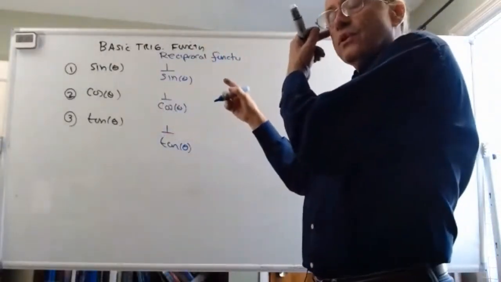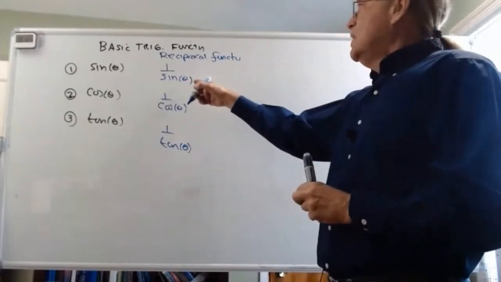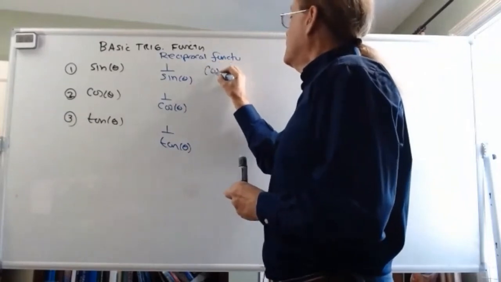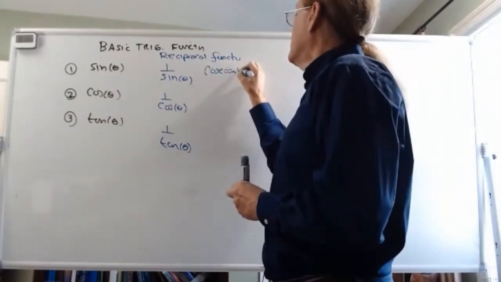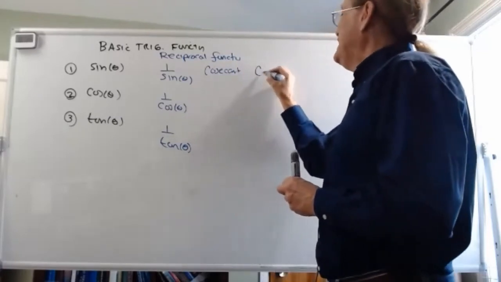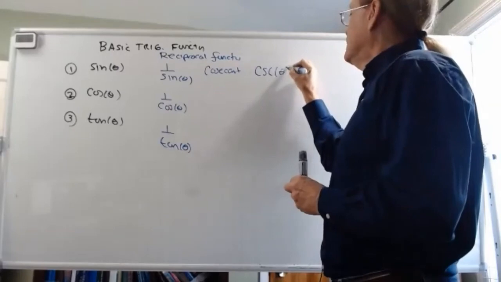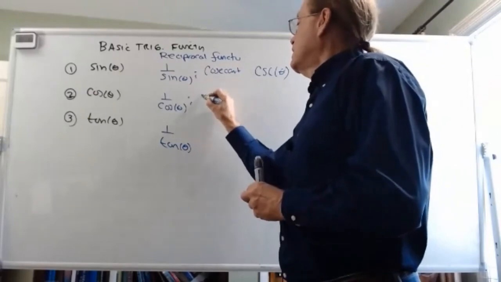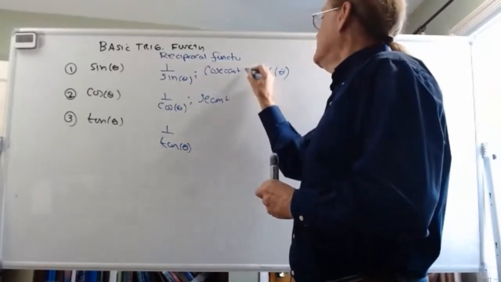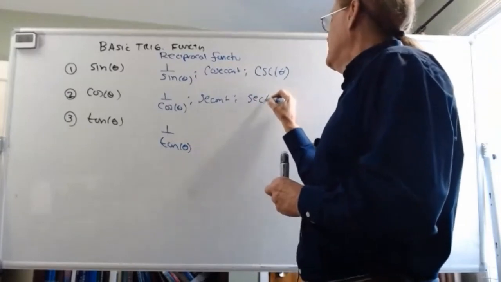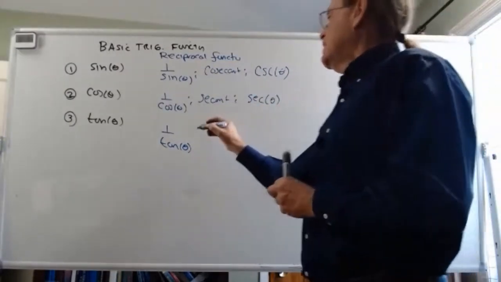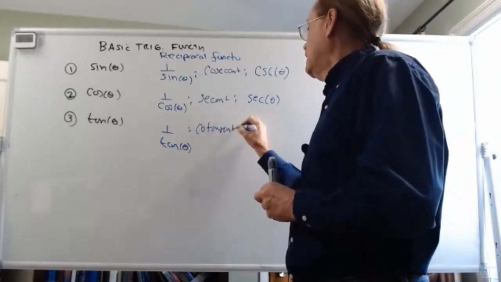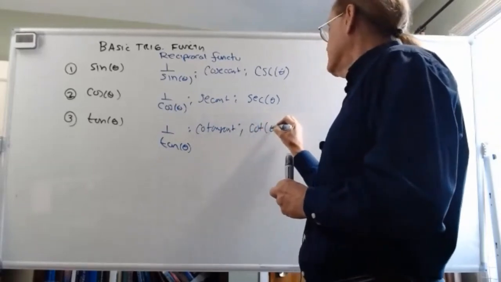Well, in the US and in Europe a lot, they give these special names. 1 over the sine of theta is called the cosecant of theta. You write it as CSC of theta. That just means 1 over the sine. The 1 over the cosine is called the secant of theta, and it's written as SEC of theta. And then 1 over the tangent is the cotangent, and you just write it as COT of theta.